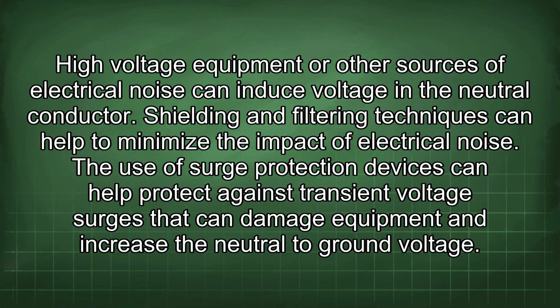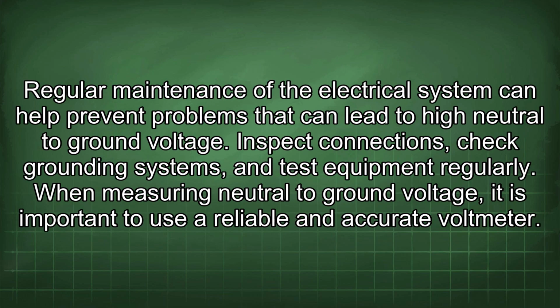The use of surge protection devices can help protect against transient voltage surges that can damage equipment and increase the neutral to ground voltage. Regular maintenance of the electrical system can help prevent problems that can lead to high neutral to ground voltage. Inspect connections, check grounding systems, and test equipment regularly.